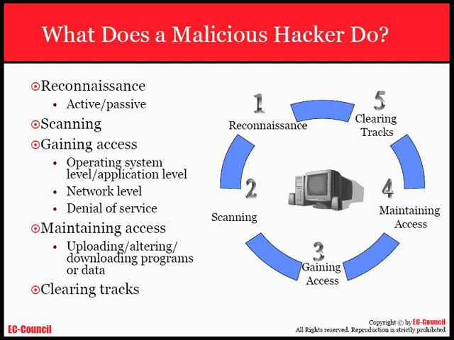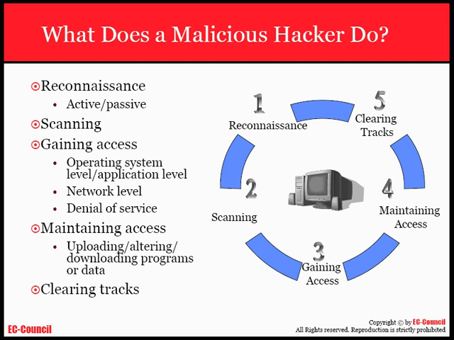So let's take a look at what a malicious hacker really does. Malicious hackers basically are going to follow 5 basic phases to their hack itself. They're going to do reconnaissance first off, and we'll talk about what is passive versus active reconnaissance. Then they're going to scan their target. Then they'll attempt to gain access, either at the operating system or maybe the application level, perhaps at the network level, or if they can't gain access directly, maybe they'll just do a denial of service.